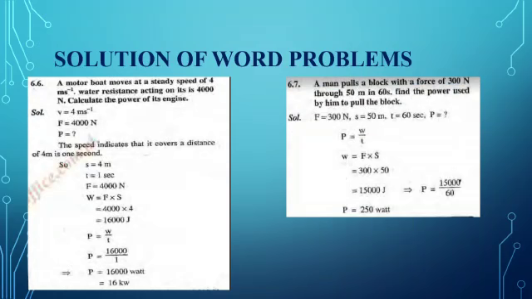Now 6.6: a motorboat moves at a steady speed of 4 meters per second. Water resistance acting on it is 4000 Newton. Calculate the power of its engine. So V is 4 meters per second. Force given is 4000 Newton. Power you have to find. The speed indicates that it covers a distance of 4 meter in 1 second.